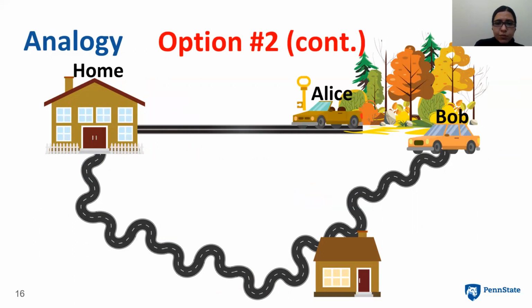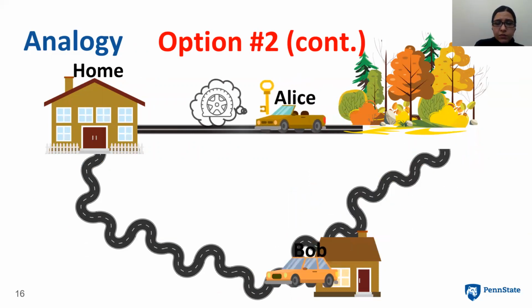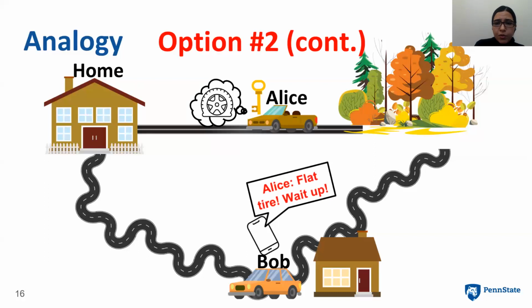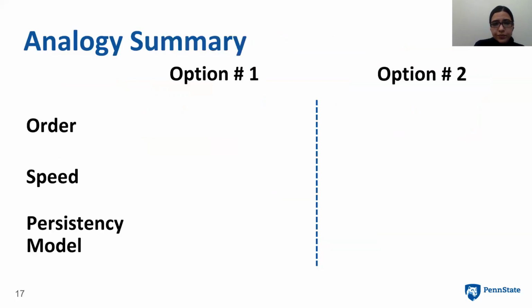However, if Alice blows a tire, there must be some sort of communication link to ensure that Bob reaches home after Alice. So Alice can send a message and let Bob know about the incident. To sum up this analogy, we observe that option 1 enforces the required order by serializing the trip, and as a result is slow.